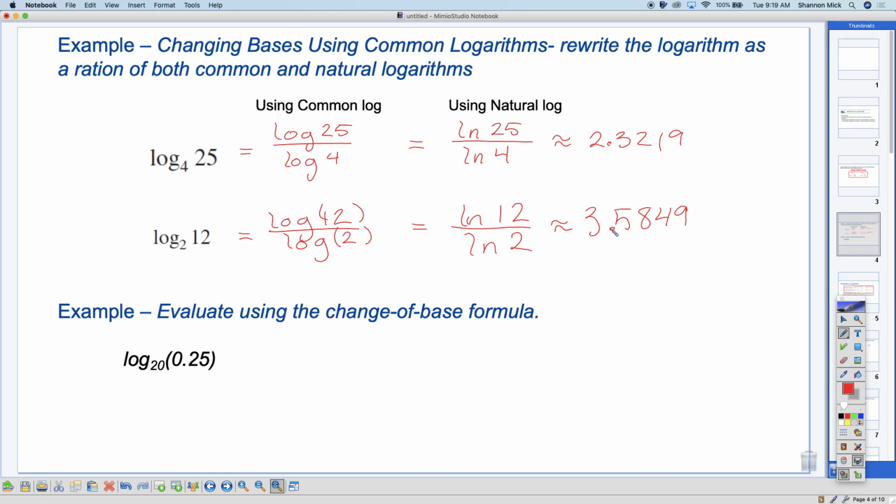So on your own, log base 20 of 0.25. You're to find it for both base 10 and base e. They should be exactly the same. If you want to write it, I would do it like you did up top, and I would just go across like that. Whatever the book says, that's what you should give.